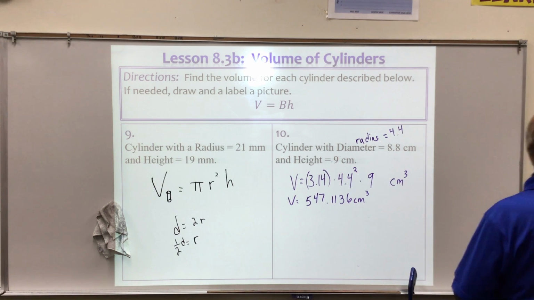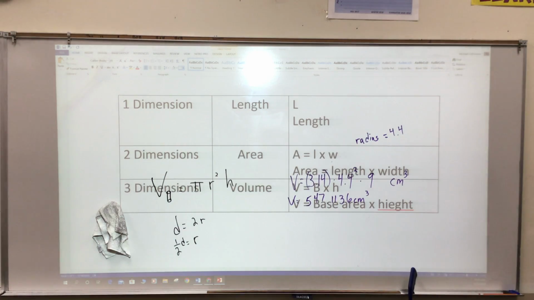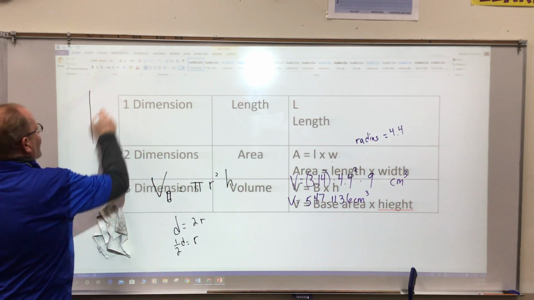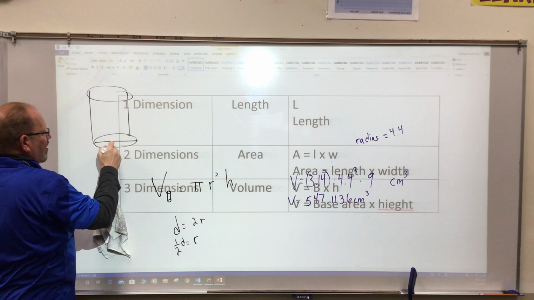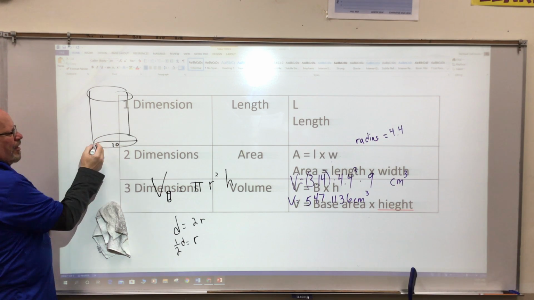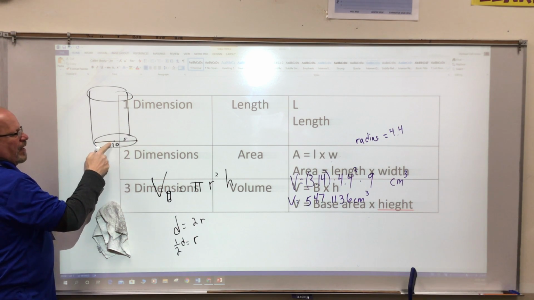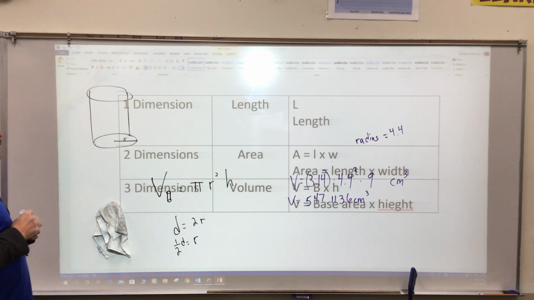So in a problem like this, when they tell you a diameter, you're going to need to know the radius is half of it. There are other problems that will come up where they've drawn the cylinder, and you're going to have to pay attention. If they've drawn a cylinder and they tell you this is 10, that's not a radius. So the radius would be 5. If the line goes all the way across in the picture, then they've drawn the diameter. If the line goes halfway across, that's the radius.